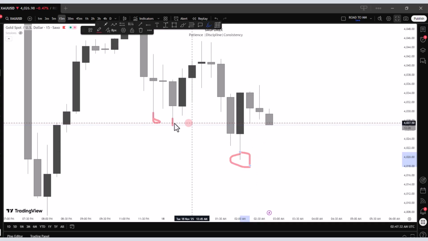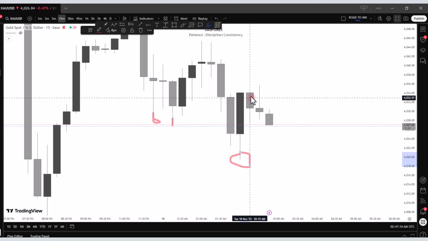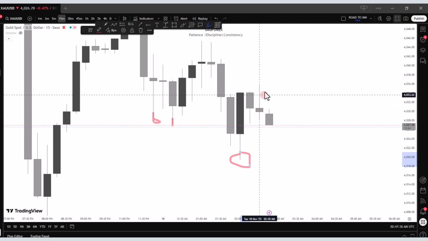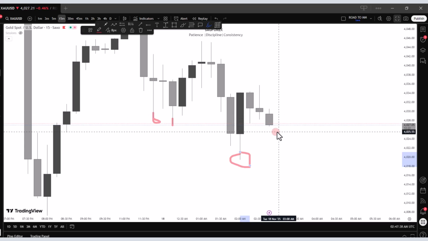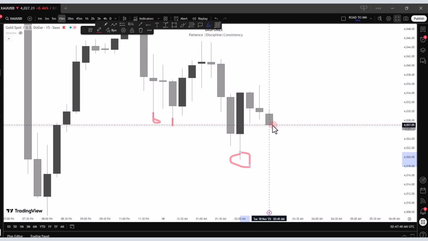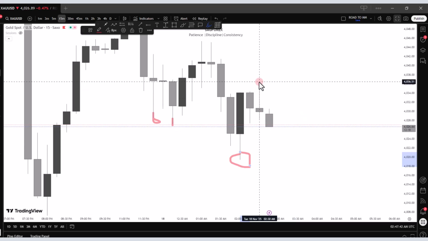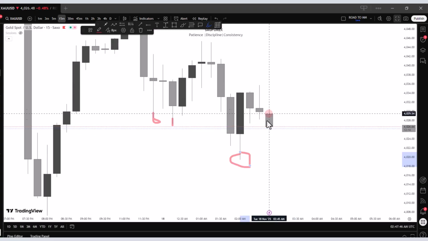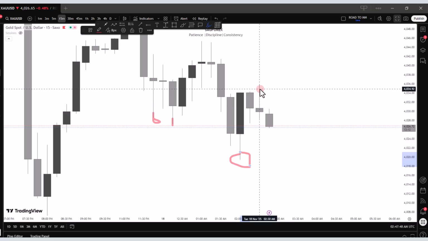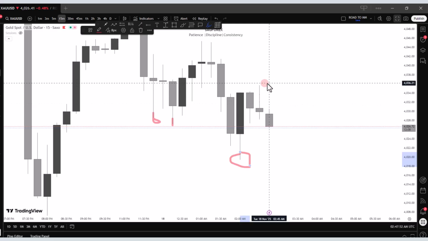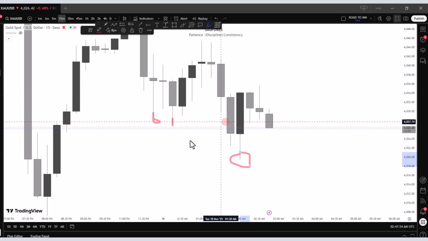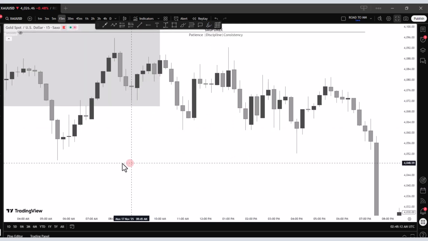And the same thing when you come here, this candle has a wick higher than this, but this candle actually hasn't closed yet, so we cannot determine if this qualifies to be a swing high or not. However, if it closed below this wick, that means we can call this wick over here a swing high.